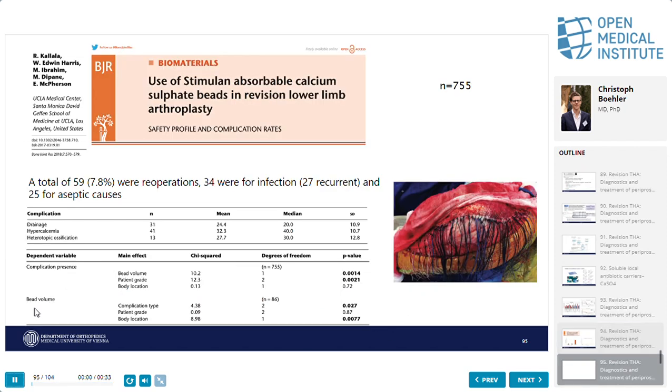What are the downsides or the complications? The wound drainage. So you have to be very meticulous with your wound closure. Hypercalcemia. We had one patient who had this. She developed a pancreatitis and got to intensive care and almost died after that. So you have to be aware. Don't use too high dosages. So max is 20 ccm, okay, not more. And heterotopic ossifications, you also see this within the first year.